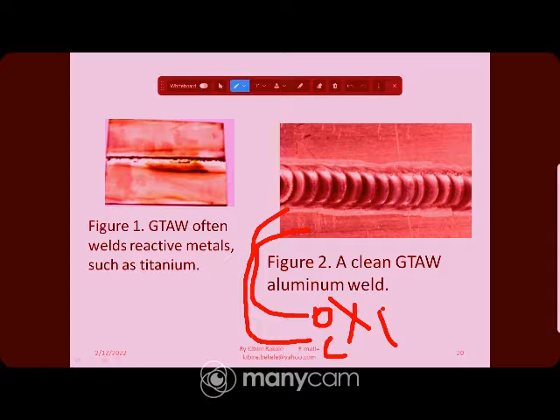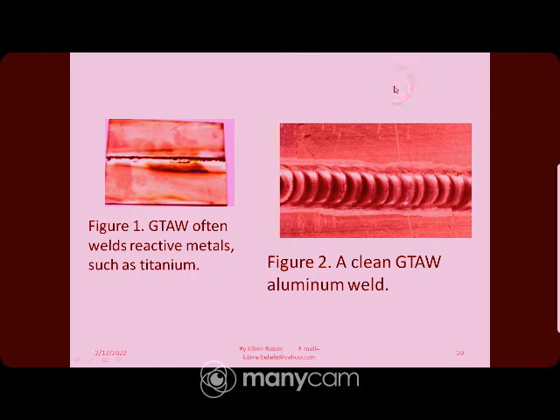The black area is the surface of the aluminum, which is covered by oxide scale. This white area is the cleaned area. It must be cleaned before welding. It's always important to clean the joint area before applying the weld. When we use gas tungsten arc welding, it has a self-cleaning action. So this figure shows the cleaning in the gas tungsten arc aluminum welding process.